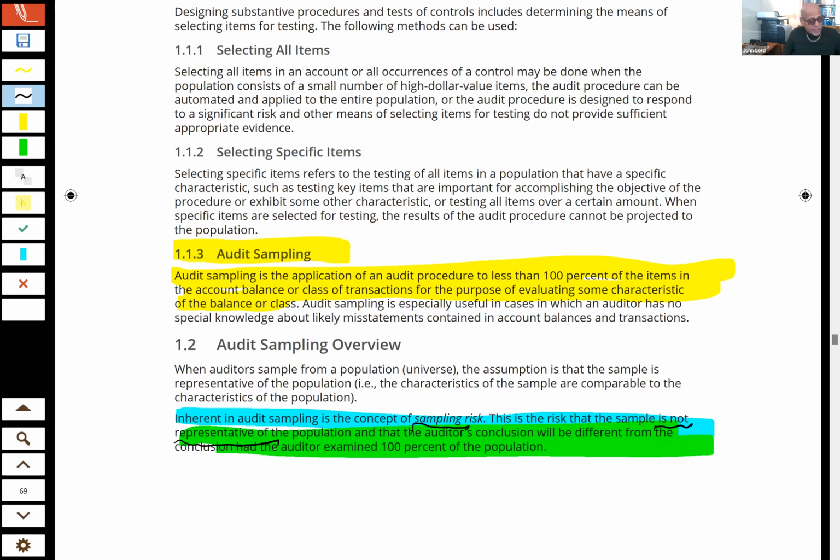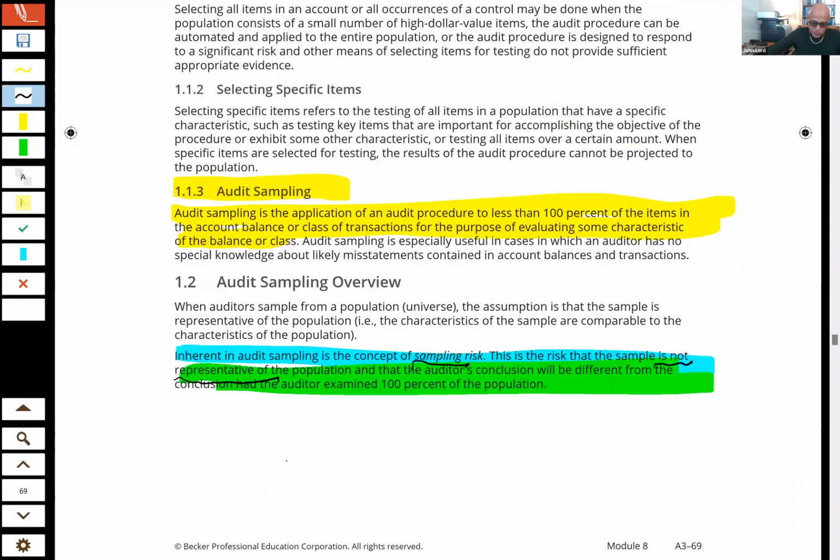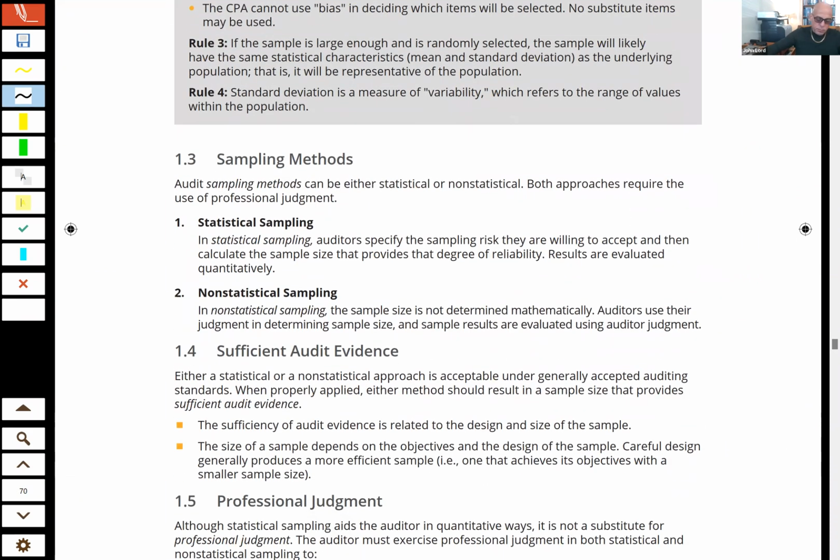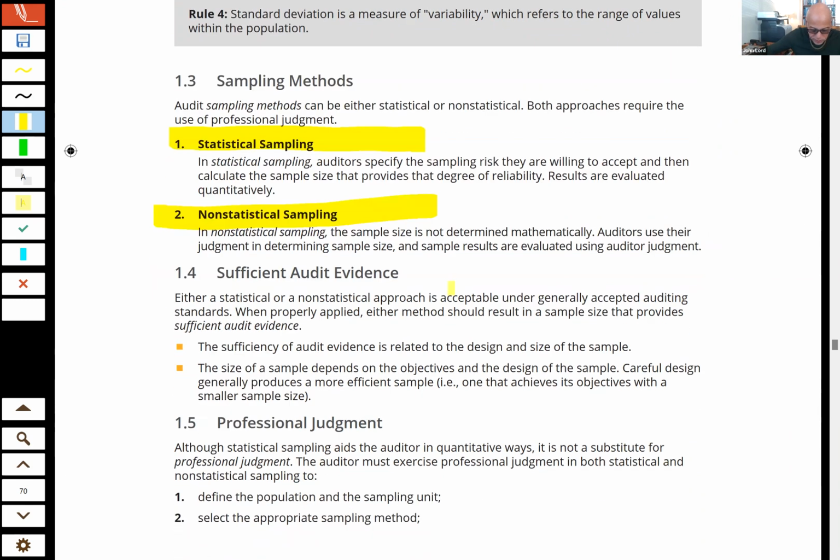Now, you're already getting a sense of some ways of mitigating that sampling risk, which is what? Take a larger sample. The larger the sample, the more opportunity that the sample is going to be representative, and we'll start to get to some of that as we go along. Now, when we are doing an audit, the standards allow us to use statistical sampling, which is going to be our discussion today, or non-statistical sampling. Either is considered acceptable by the standards.